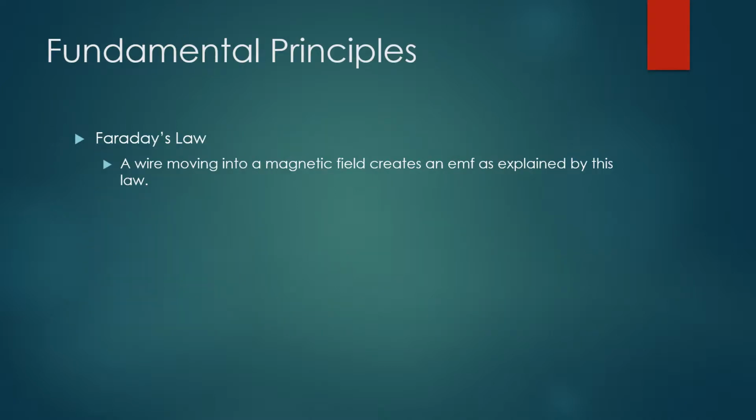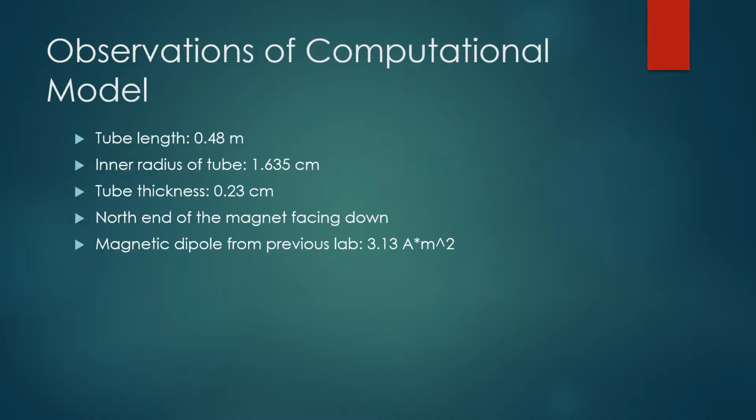So the fundamental principle of this lab is mainly just Faraday's Law. Faraday's Law says a wire moving through a magnetic field creates an EMF. And so for the observations of the computational model that we had, we set the tube length: I had a tube length of 0.48 meters, the inner radius of the tube was 1.635 centimeters, and the tube thickness was 0.23 centimeters. The north end of the magnet was facing down as the magnet was dropped, and the magnetic dipole from the previous lab is 3.13.